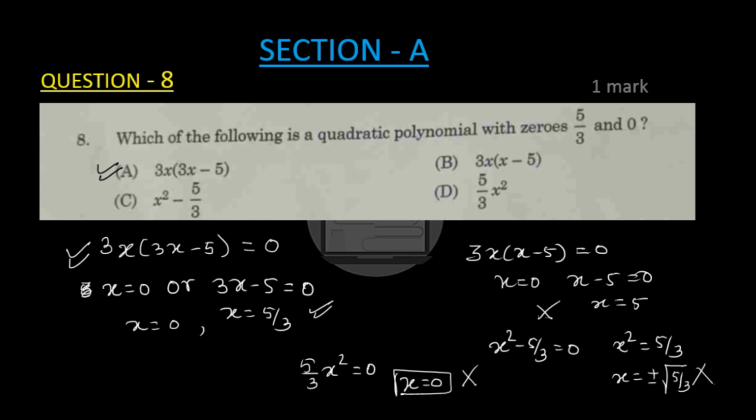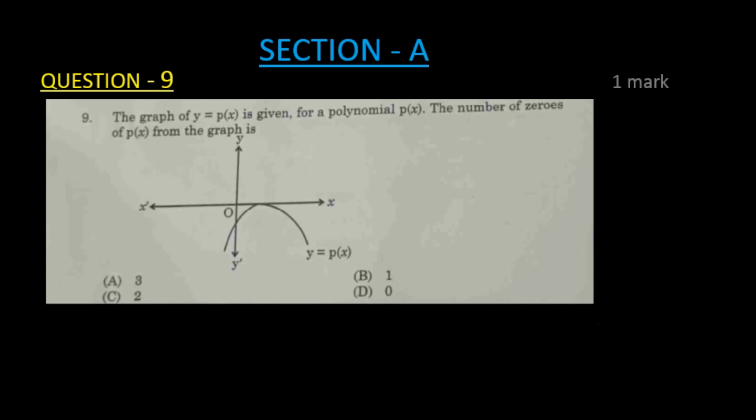I hope this question is very clear. Okay, now let us move quickly to question number 9. The graph of y is equal to p(x) is given for a polynomial p(x). This is the graph given. The number of zeros of the p(x). Now what are the zeros when we look at the graph?